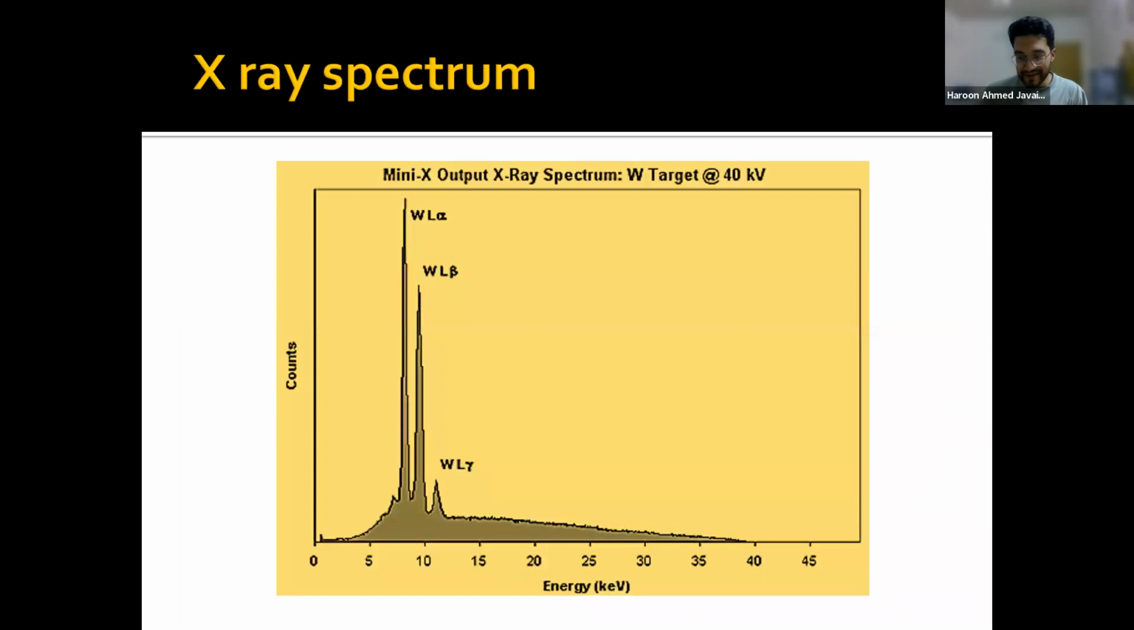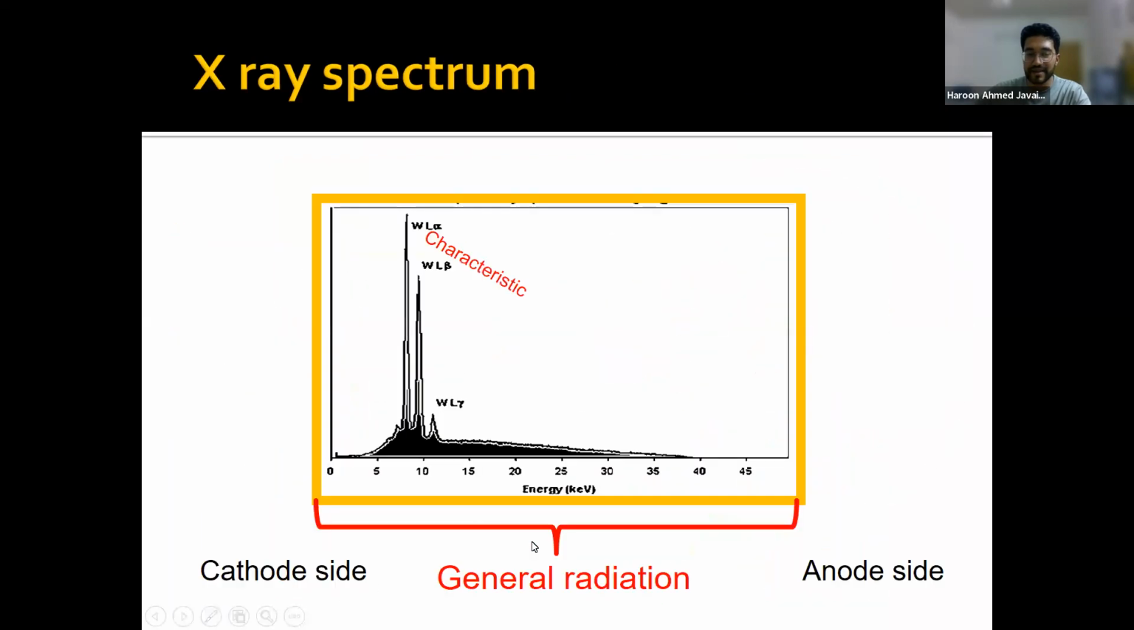Okay, so let me put it in a simpler way for the people who are freaking out. If this comes to you, the question will be something like, they'll point to this and ask you, what is this? And this part of the graph is general radiation. If they ask you what this is, it's characteristic radiation, okay?